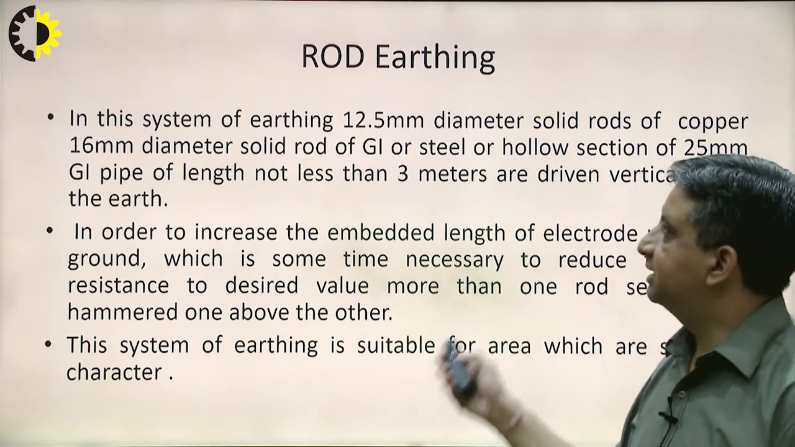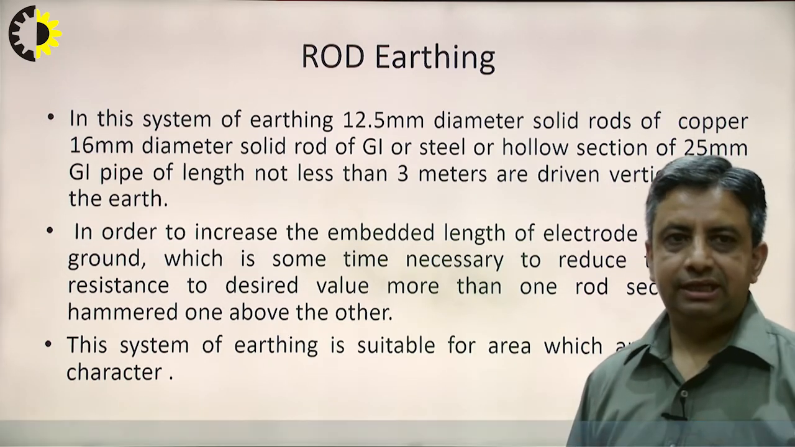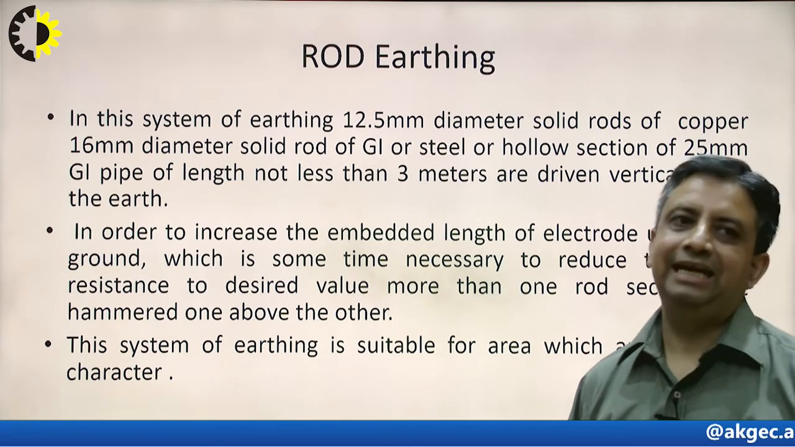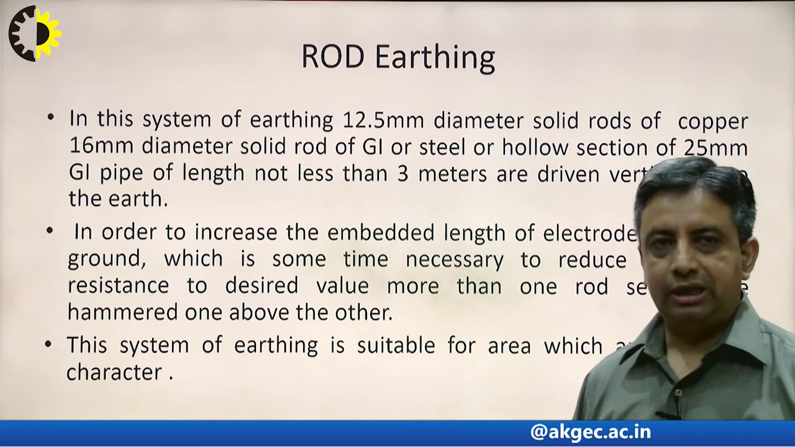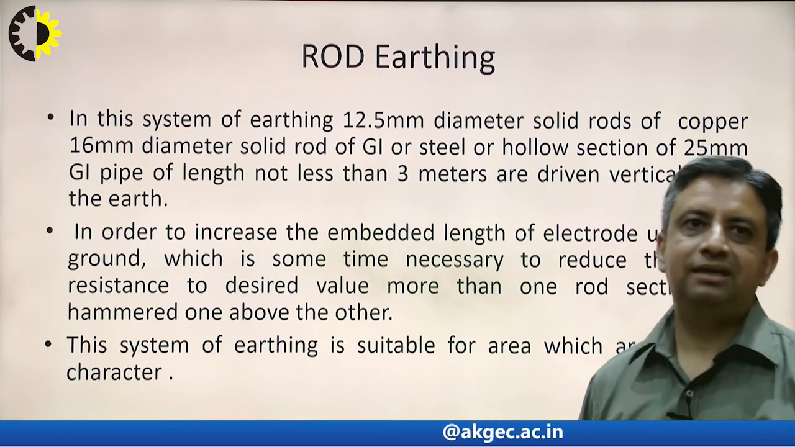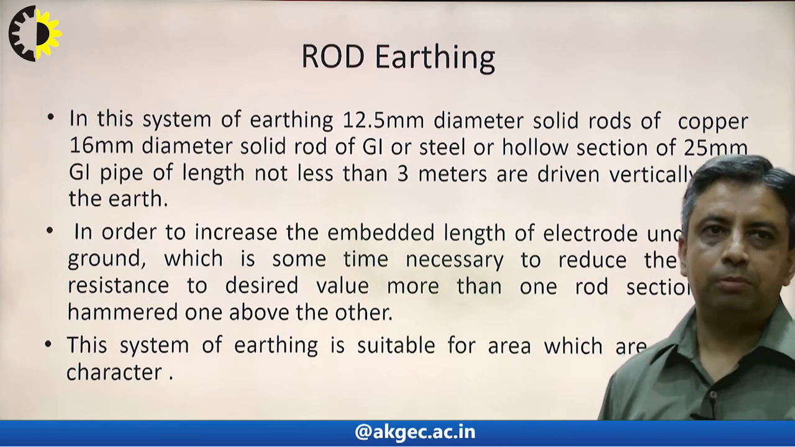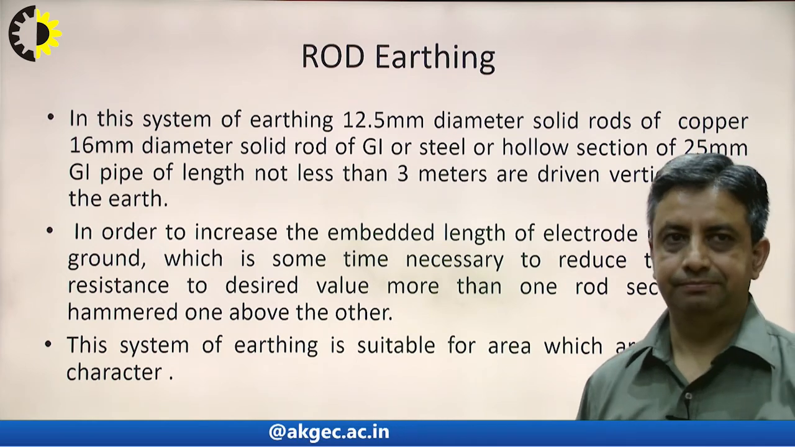Basically, this rod type of earthing is generally used for sandy nature. So in case of desert, we generally go for rod type of earthing, because plate earthing and pipe earthing are not possible in the sandy nature.